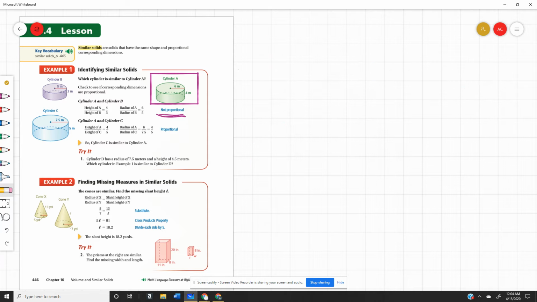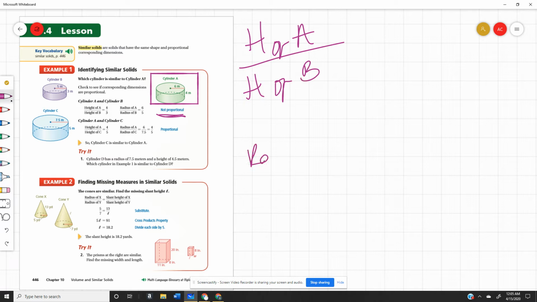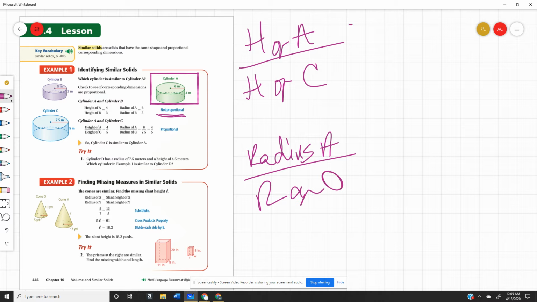Now let's compare A and C. First we're going to look at the height of A over the height of C, and the radius of A over the radius of C. Okay, so our height of A is 4 and our height of C is 5. Our radius of A is 6 and our radius of C is 7.5.